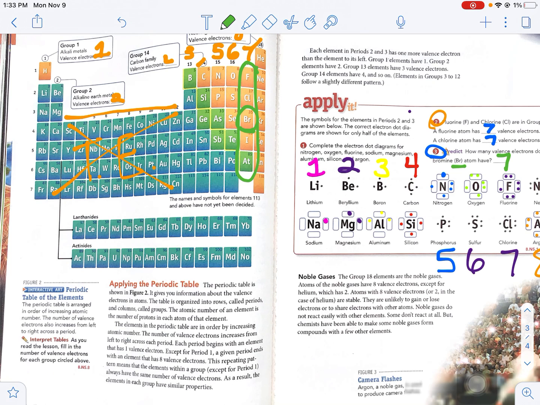We're going to have some practice problems to do, but you will turn these notes in.